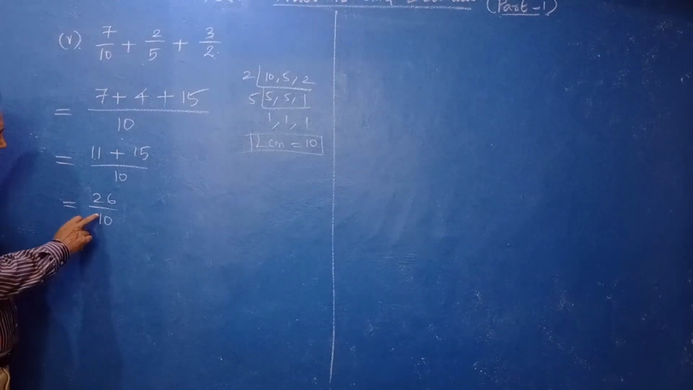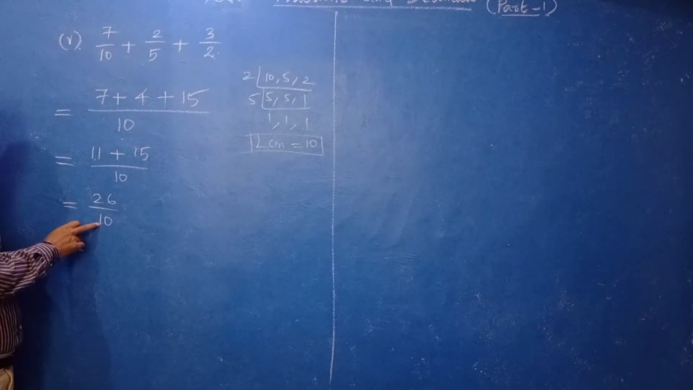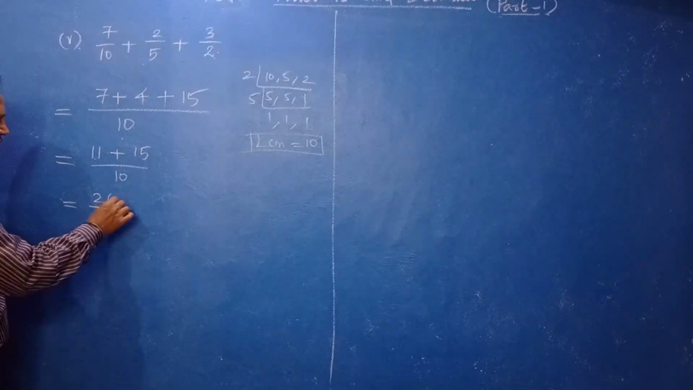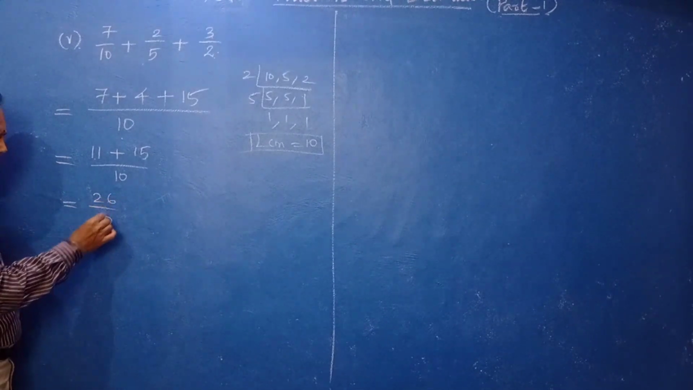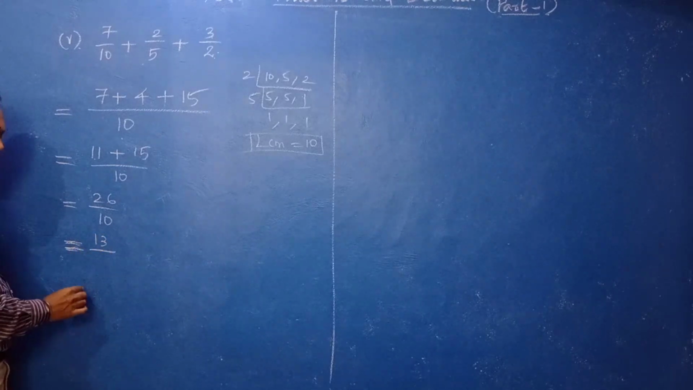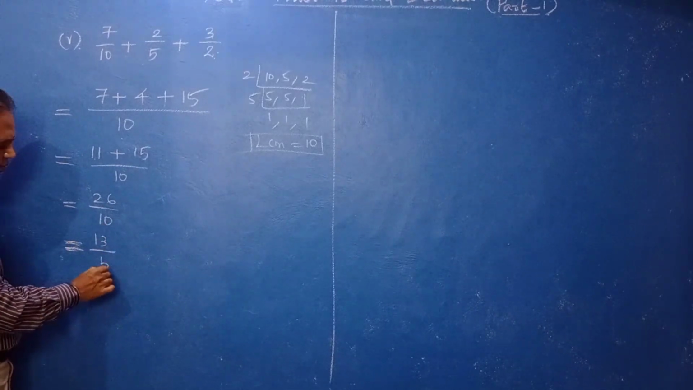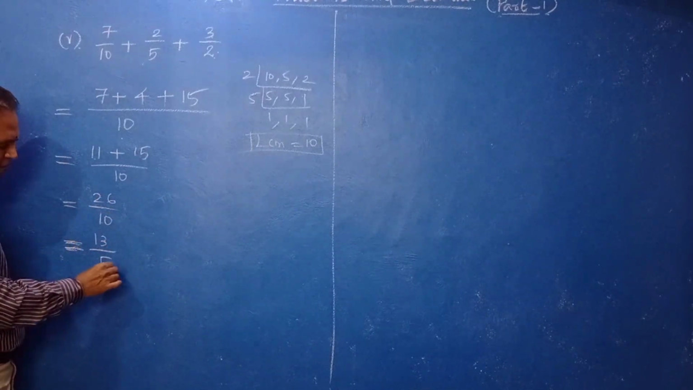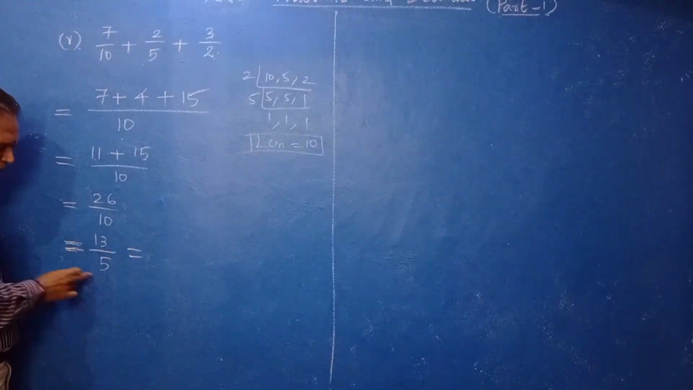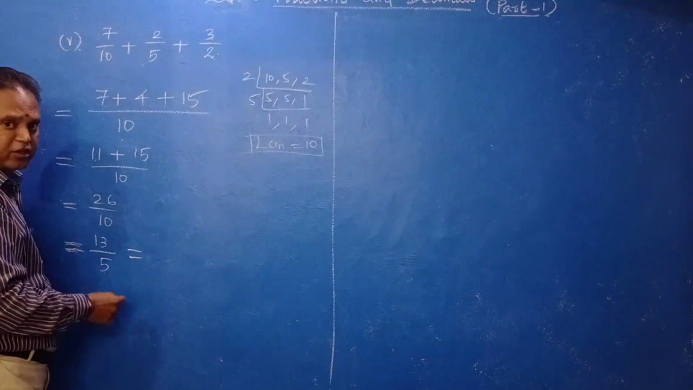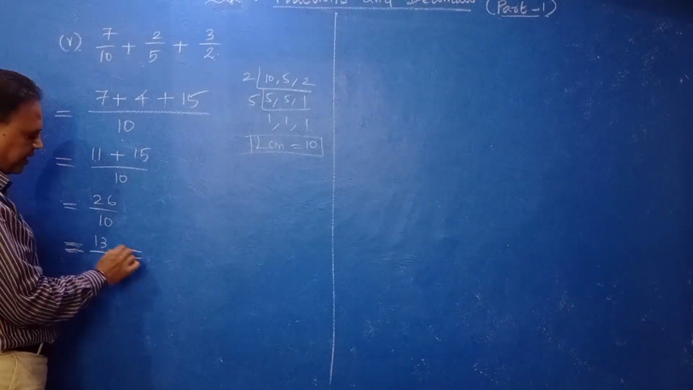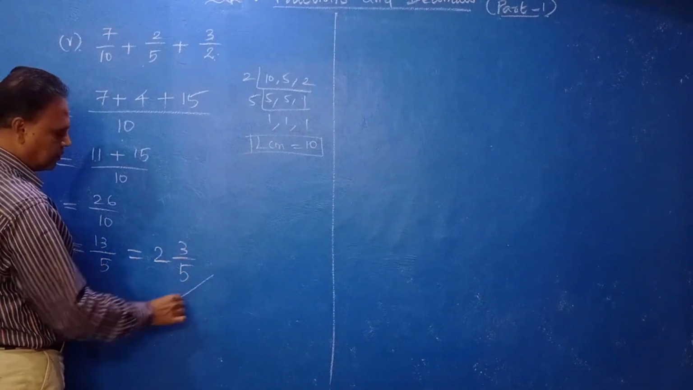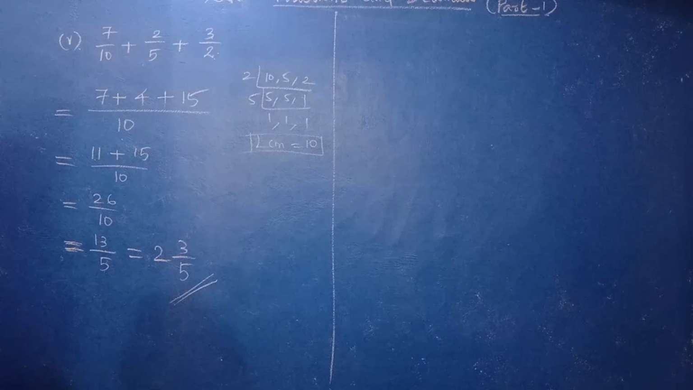So next you see, here there is a common factor. 2 is a common factor, so you simplify. Better to simplify. That means in the 2 table, how many times will it go? 13 here. Clear? Then here 5. Simplified, it means 13 by 5. Now this is an improper fraction. Change it into a mixed fraction. How will you change? 5 divides 2 times. What is the remainder? 3. 3 by 5. 2 3 by 5 is the answer. Clear?